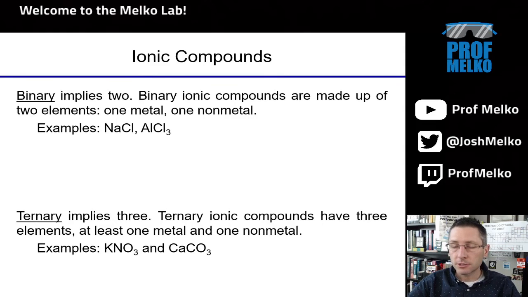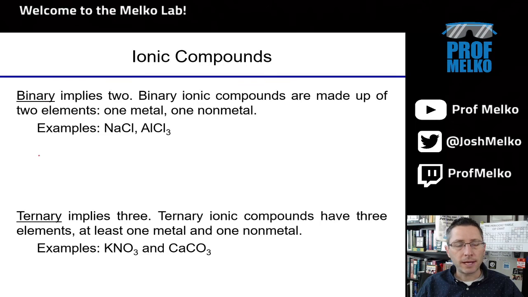So, let's start by classifying compounds. Ionic compounds are one type of compound, and this means that you have elements from the left side of the periodic table, a metal, getting together with elements from the right side of the periodic table, non-metals. In terms of these ionic compounds, you can have two different types: binary, which means two, and ternary, which implies three, and sometimes more than three.